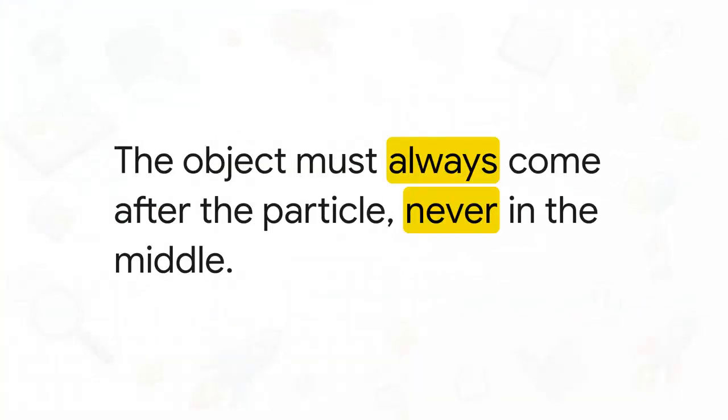So if separable verbs were flexible, these next two categories are basically unbreakable units. Let's look at inseparable phrasal verbs first. The rule here is actually the exact opposite of what we just learned. The object must always come after the particle. You can literally never put it in the middle. And this applies to both nouns and pronouns. Take the phrase run into. The object is completely locked in place after the particle. You have to say I ran into her. You can never ever say I ran her into.